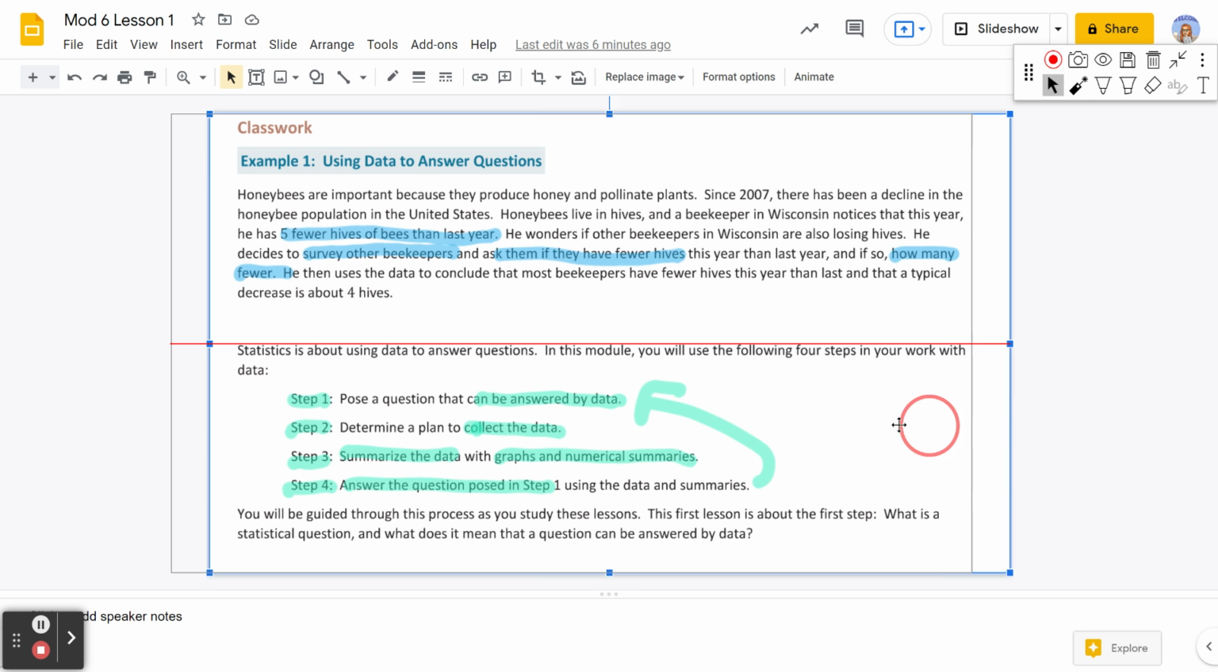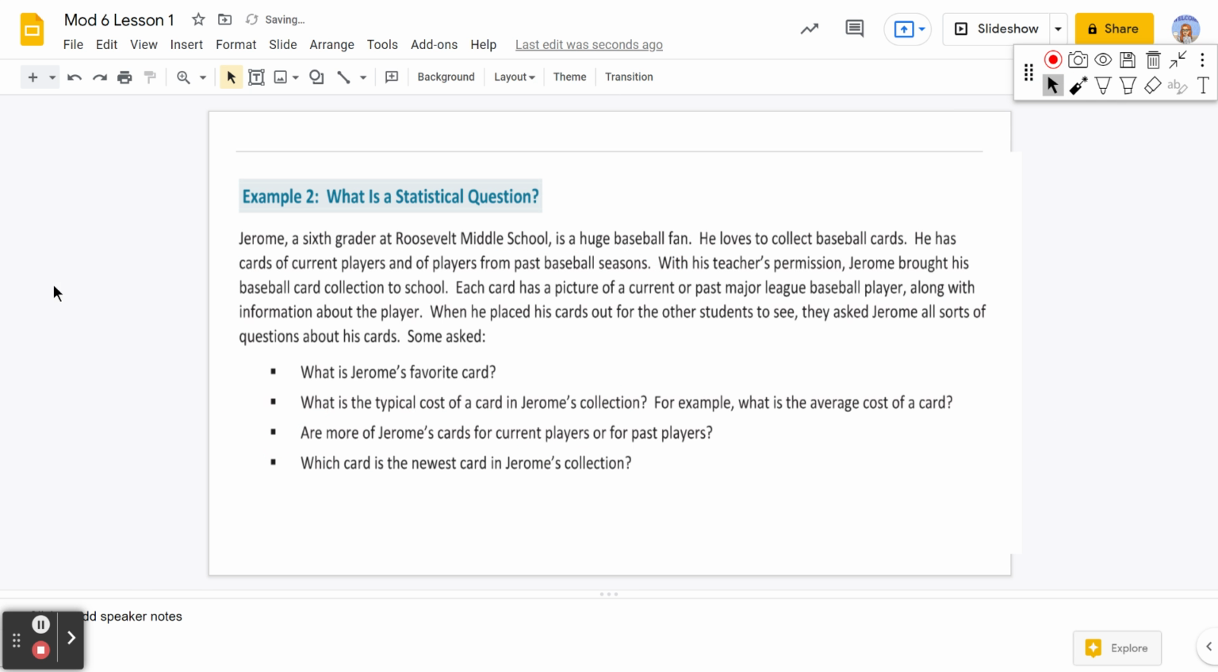All right, let me see how I go to the next page. All right, so what is a statistical question? Here we have Jerome. He's a 6th grader at Roosevelt Middle School, and he's a huge baseball fan. He loves to collect baseball cards. He has cards of current players and of players from past seasons. With his teacher's permission, he brought them in to school for everybody to look at.